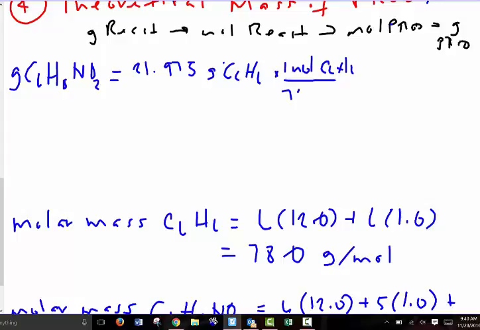Hopefully your writing is better than mine as we do this. Okay, now I'm into moles. All right, next step, I need to cross the mole bridge. So I'm in benzene. Here's my mole bridge right here. I need to get over to product, from reactant to product.